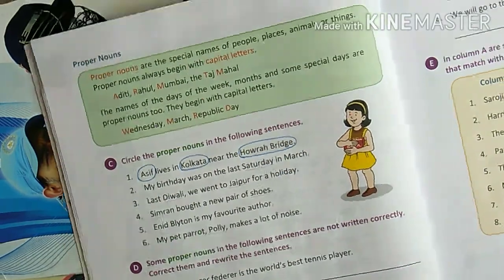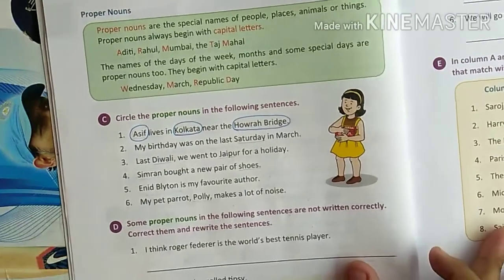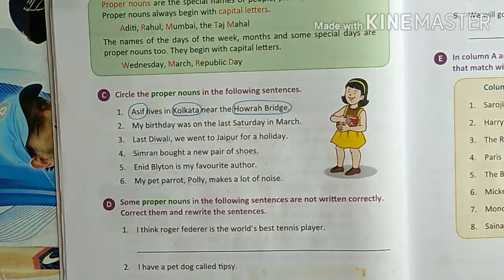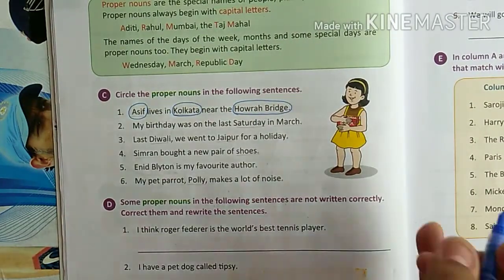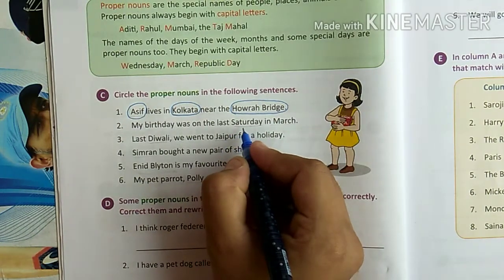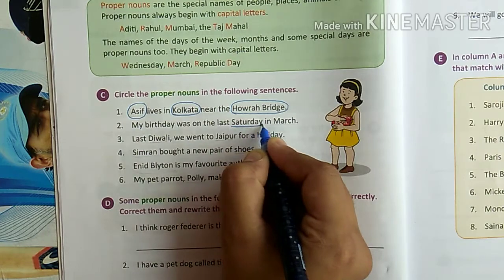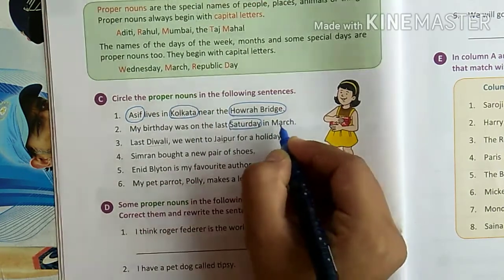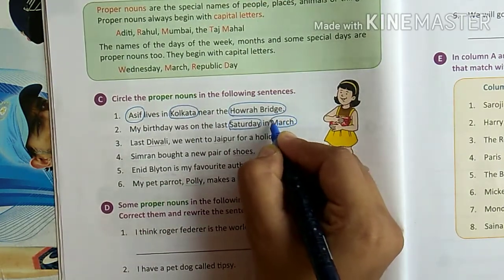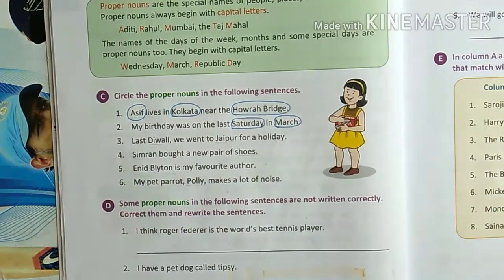Second, my birthday was on last Saturday. Birthday proper noun hai? Nahi. Birthday is not a proper noun, not a common noun. Wo koi occasion hota hai. Last Saturday. Saturday is a special name for the days of week. So it is also a proper noun.